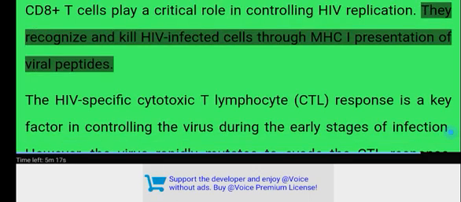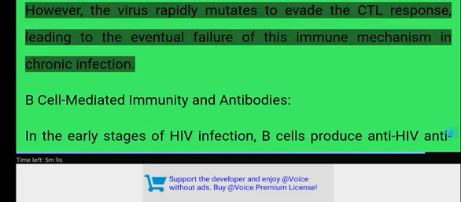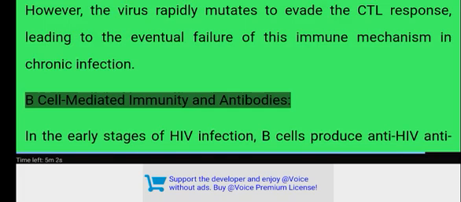They recognize and kill HIV-infected cells through MHC I presentation of viral peptides. The HIV-specific cytotoxic T lymphocyte, CTL, response is a key factor in controlling the virus during the early stages of infection. However, the virus rapidly mutates to evade the CTL response, leading to the eventual failure of this immune mechanism in chronic infection. B-cell-mediated immunity and antibodies.